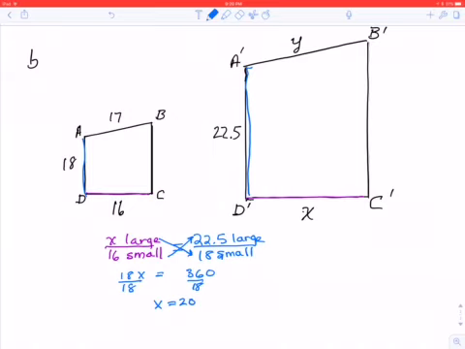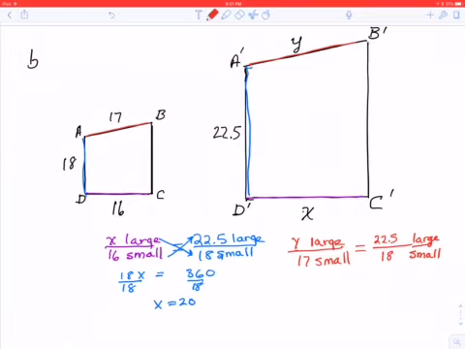Now to find y, I have y from the larger figure over whatever side corresponds to it from the smaller one. Well, it's 17. To complete the proportion, I need another fraction of two sides that correspond. And they need to be consistent. I did large over small for the first fraction. It has to be large over small for the second. All right, well, I can still use the 22.5 over 18. They correspond.